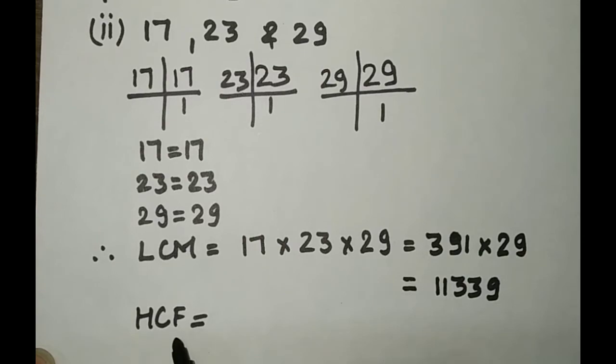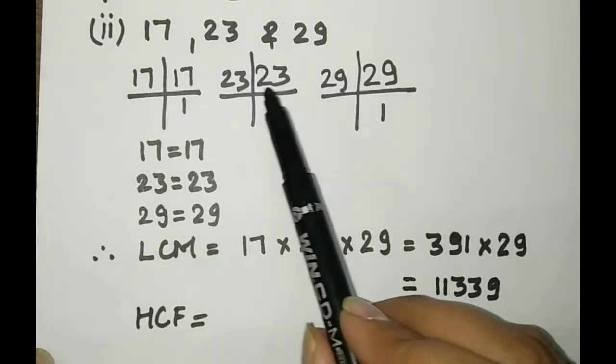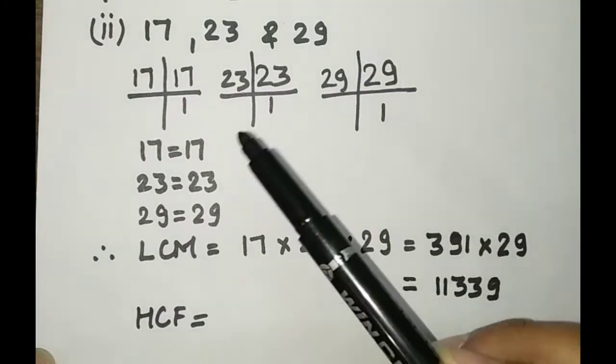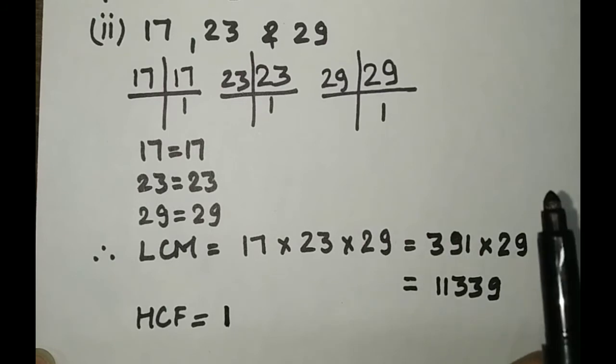Now highest common factor of 17, 23, 29. So there is no common prime factor. So we will consider 1 as the common highest prime factor. Okay.